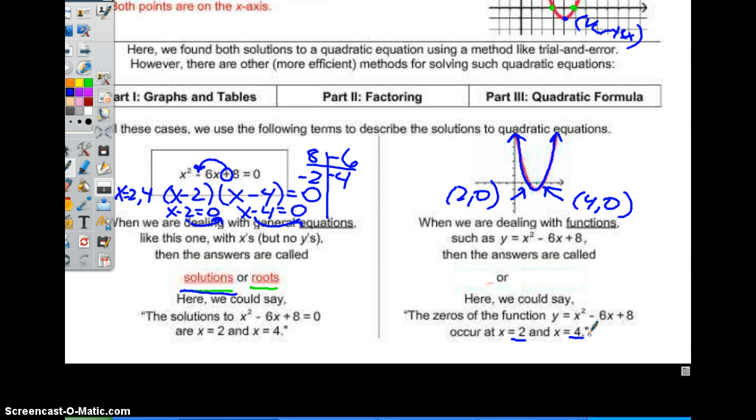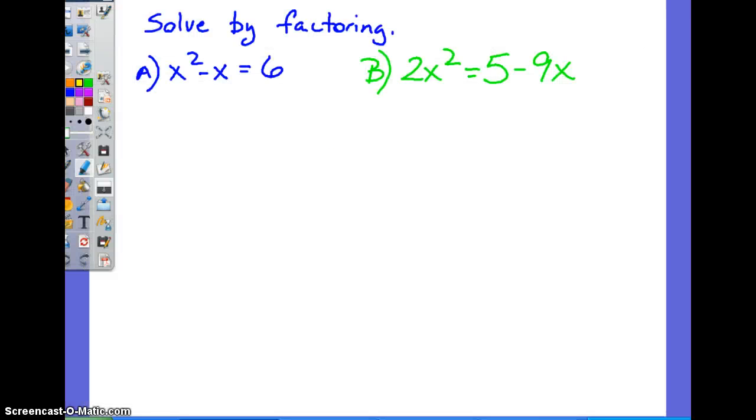Now, if it's a graph, your solutions are also called zeros. And of course, that's where the graph crosses the x-axis, so they're called x-intercepts. So these 4 words, let me use my highlighter here. These 4 words, you need to know that those are all synonymous. They all mean the same thing. Basically, you need the solutions. The solutions are the same as the zeros, which are the same as the x-intercepts, which are the same as the roots. All those are the same. Okay? All right.